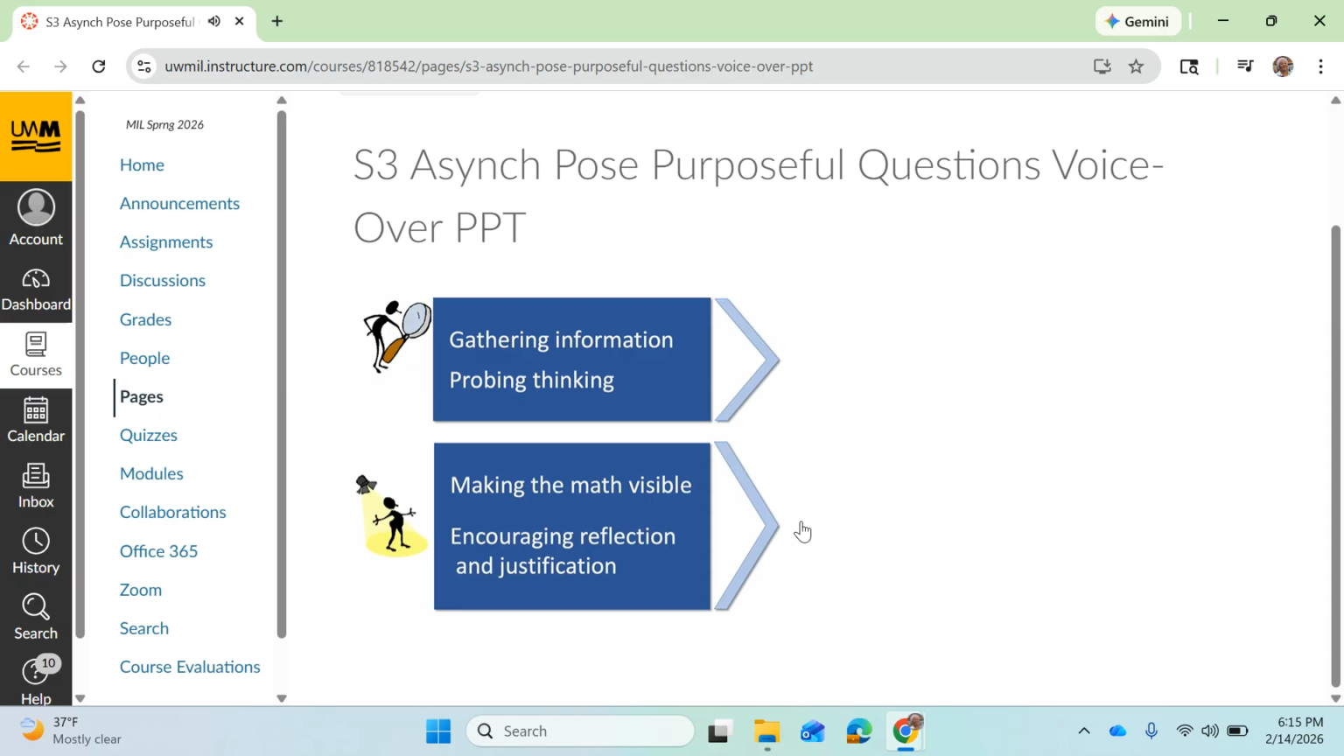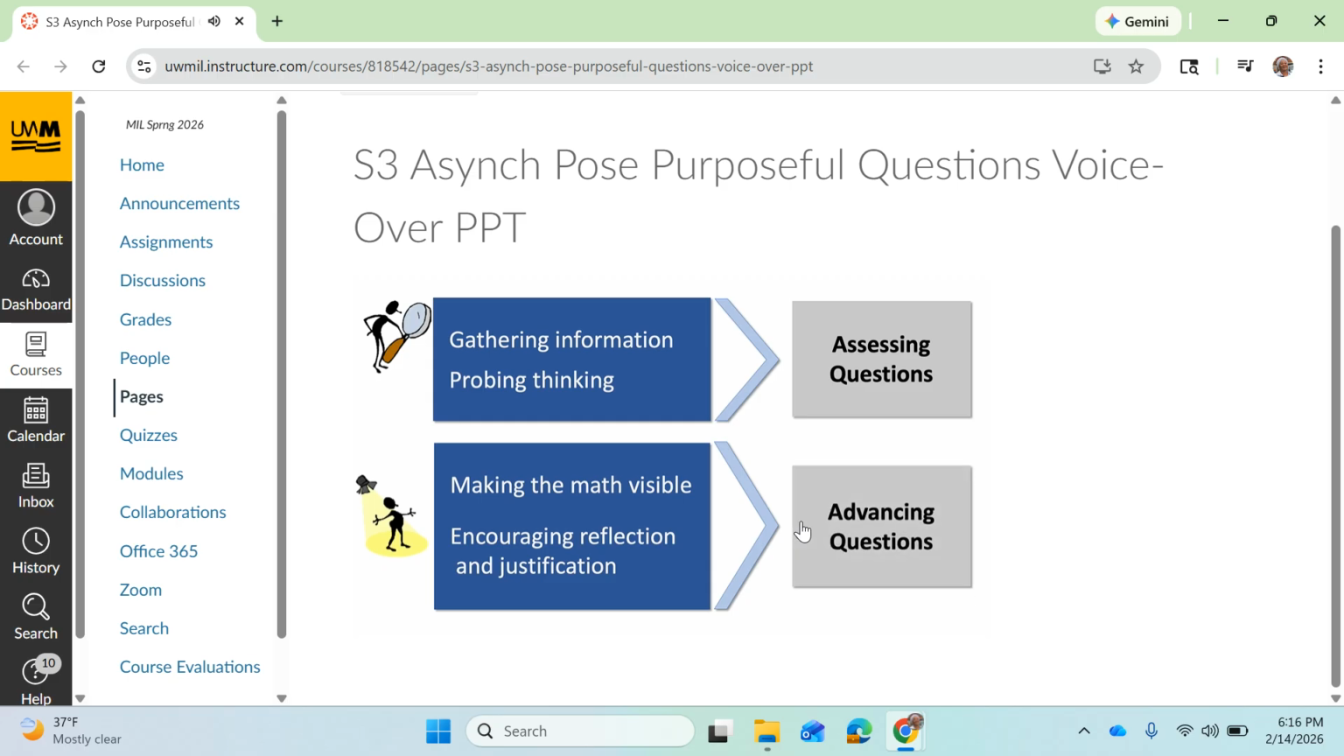NCTM also helps us think about these question types within 2 larger archetypes. So we can see gathering information and probing thinking fitting within something they call assessing questions. We're going to explore this a little bit more in the next slide. And then we see making the math visible and encouraging reflection and justification fitting into what they call advancing questions. So we have assessing and advancing questions.